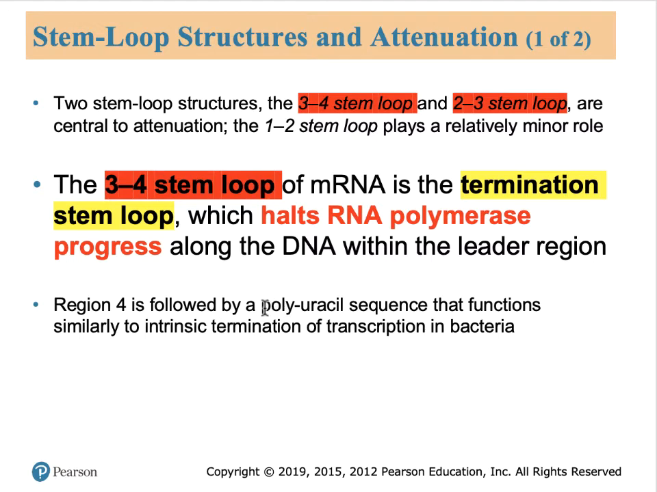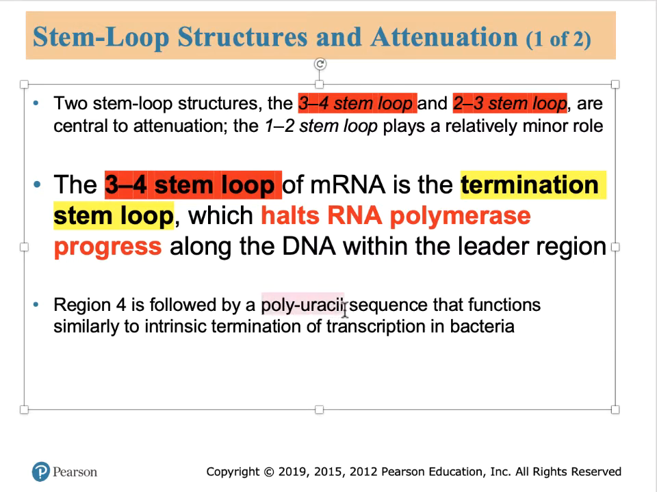The function of the polyuracil region along the messenger RNA is designed to slow down the RNA polymerase a little bit, giving the option to the ribosome to do its job.